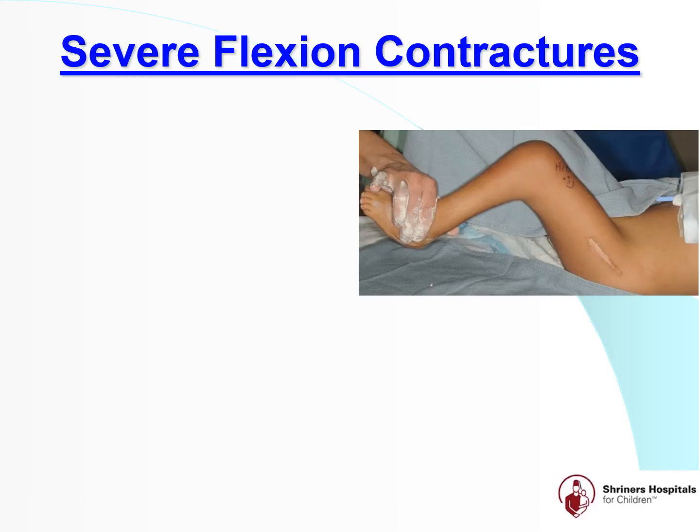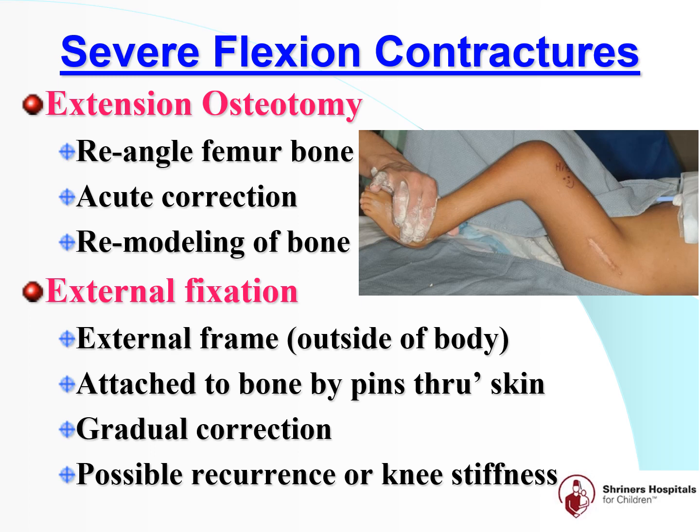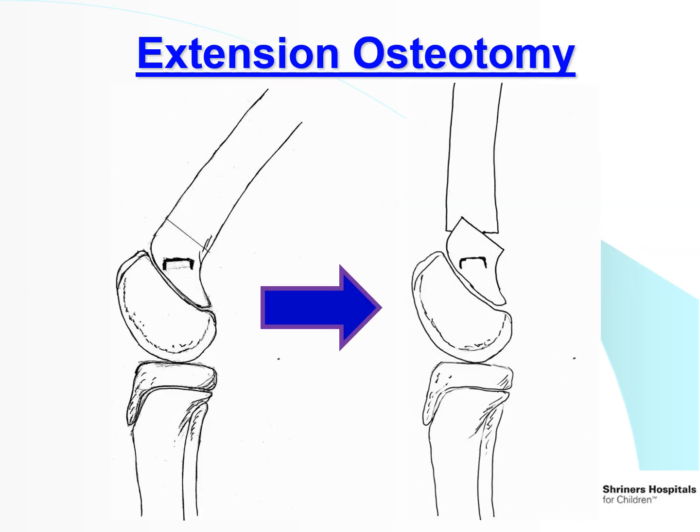The more severe contractures, which are contractures over 40 or 50 degrees, can be treated either with an extension osteotomy, which means acutely angling the femur through a cut just above the knee, or by gradually stretching the knee using an external fixator. This is what an extension osteotomy looks like: by cutting the femur just above the knee and realigning the bone to make the knee appear straighter.